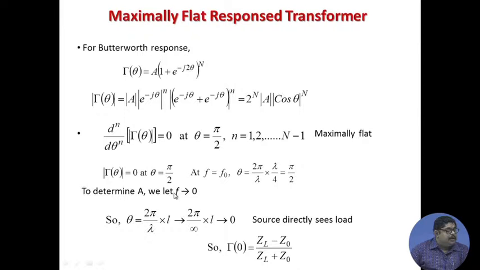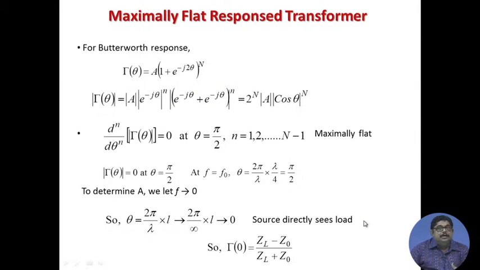Now, if we put frequency 0, just hypothetically, frequency 0 means the wavelength is infinity. So, 2 pi by infinity, this theta also becomes 0. So, f becoming 0 means theta 0, and we get gamma of 0.